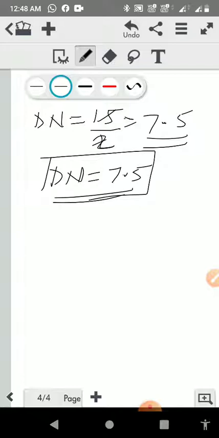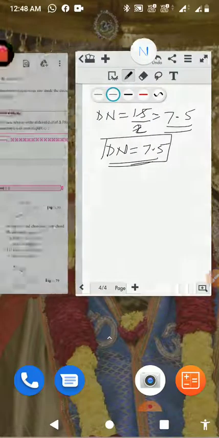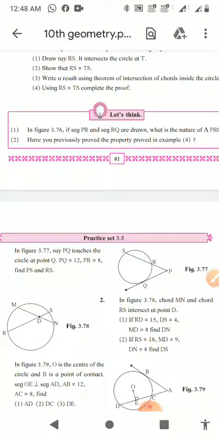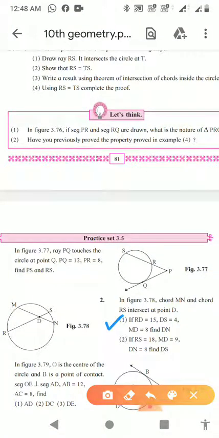So this is the value of DN, which we had to calculate in our first question. I am discussing this theorem. So DN is found to be 7.5 units. Now we will discuss the second question.